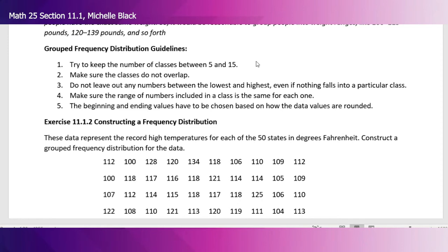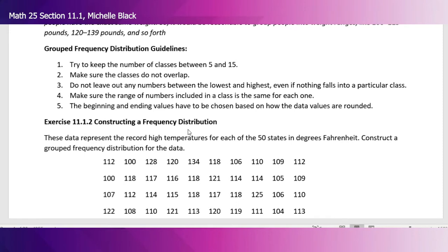You also do not want the classes to overlap. So looking back at the example with weight, notice we went from 100 to 119 and then from 120 to 139. So there's no overlap with people who weigh 119 to 120. Like you're either in the 119 category or you're in the 120 category.